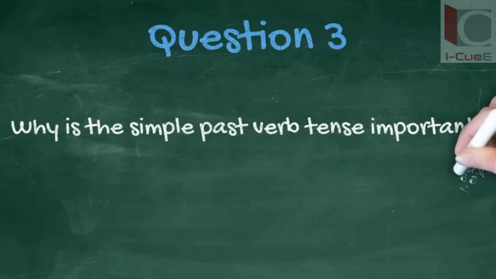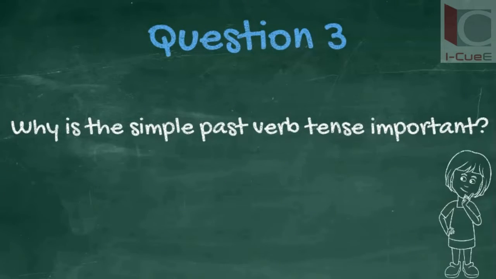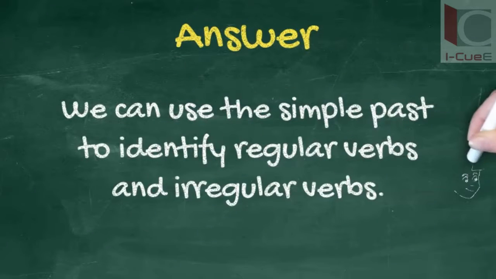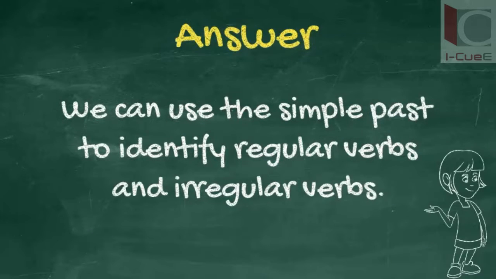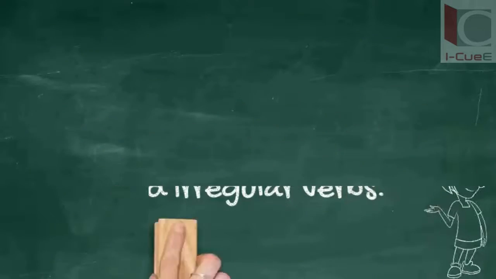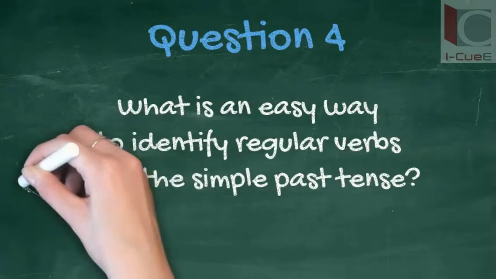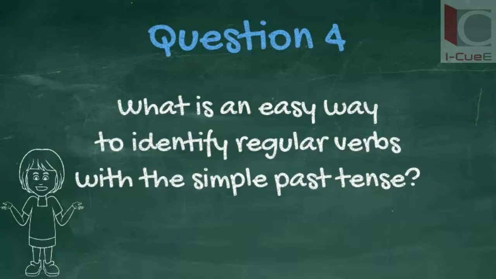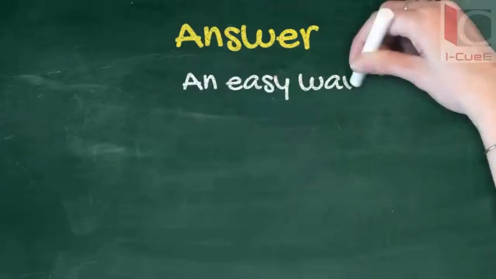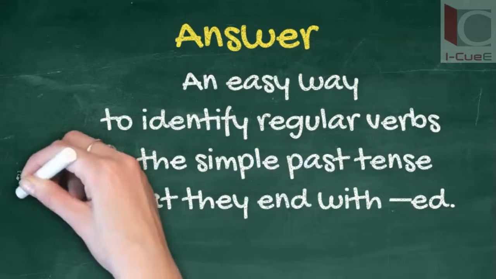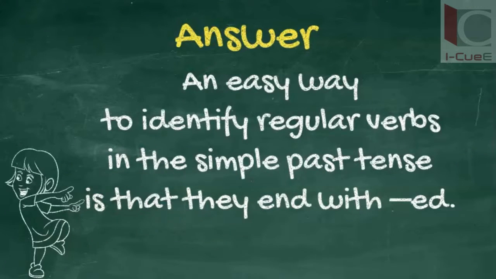Why is the simple past verb tense important? We can use the simple past to identify regular verbs and irregular verbs. What is an easy way to identify regular verbs with the simple past tense? An easy way to identify regular verbs in the simple past tense is that they end with ed.